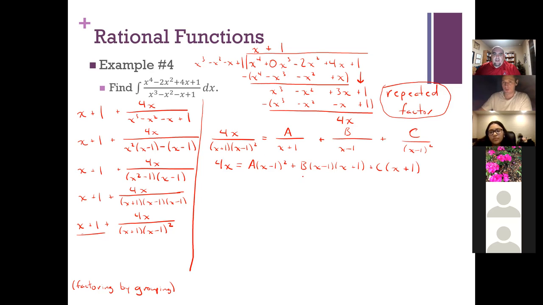All right, so from here, let's go back to choosing our strategic values of x. What's a good value of x to try? Plus 1. Okay, so I got x equals 1. That means I'll have 4 times 1 equals, the A term will vanish, the B term will vanish, and we'll have C times 2. So that means we get C equals 2.